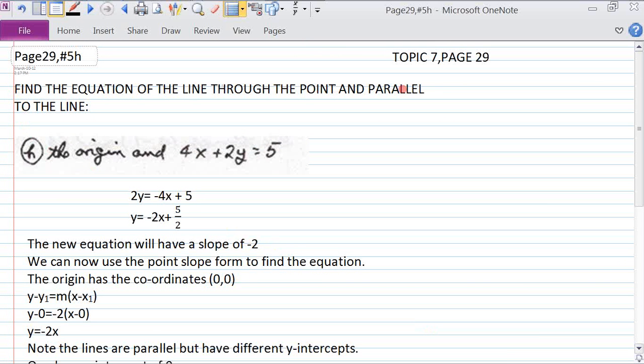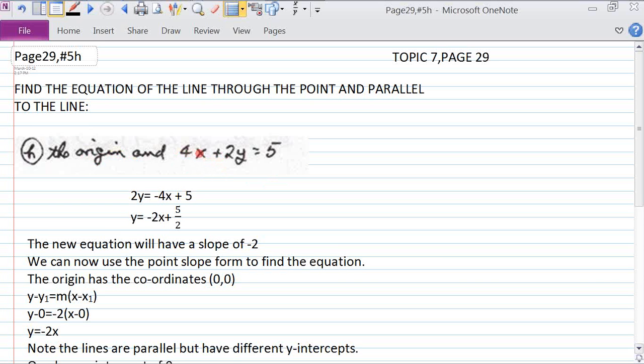Find the equation of the line through the point and parallel to the line. So we have to find the equation of the line that goes through the origin, and the origin has the coordinates 0, 0, and it's parallel to this line. Okay, if it's parallel, we have to find the slope of this line. We convert it into the form y equals mx plus b, and we're going to find the slope, and then realize that it will go through the point 0, 0 in our calculation.